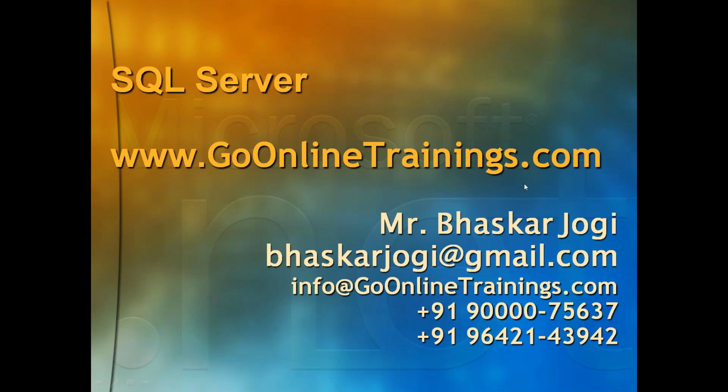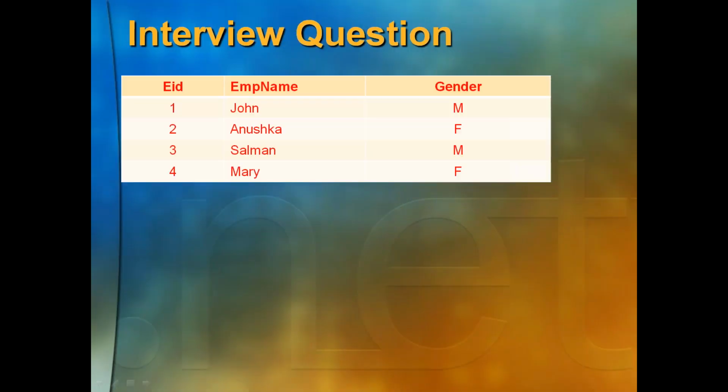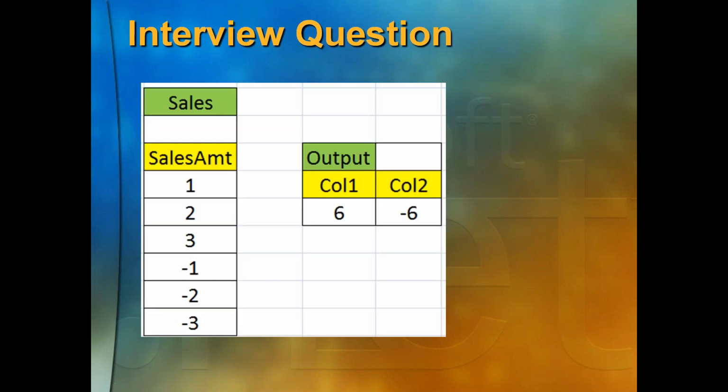So, yesterday I had asked two questions. One is that I have a table called sales table, and this is a sales amount. I wanted to get positive numbers, some of the positive numbers in column one, some of the negative numbers in column number two. I think you people have tried it. One or two people are saying. So you send me the answers.